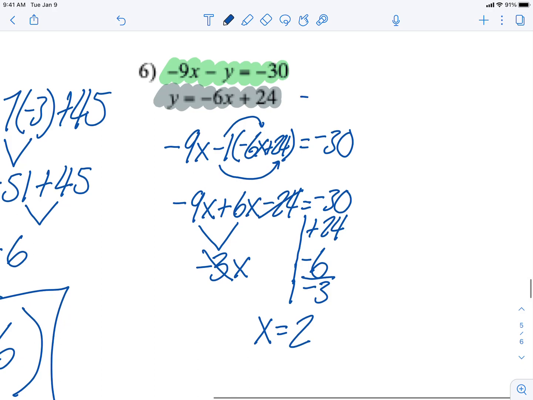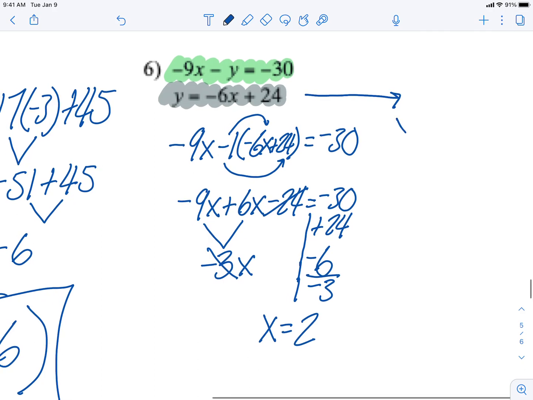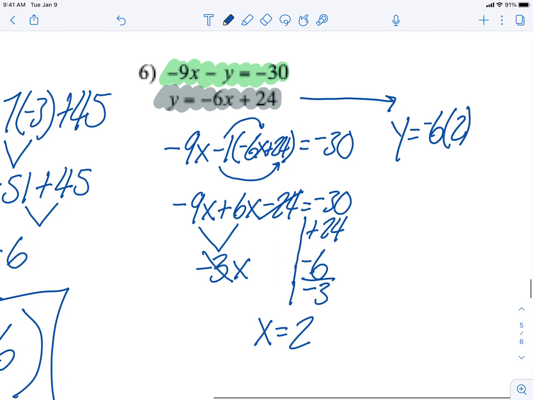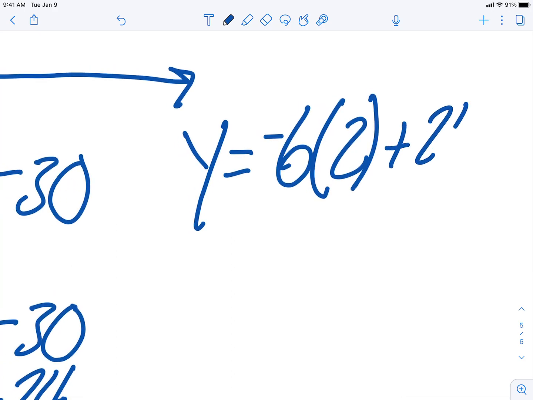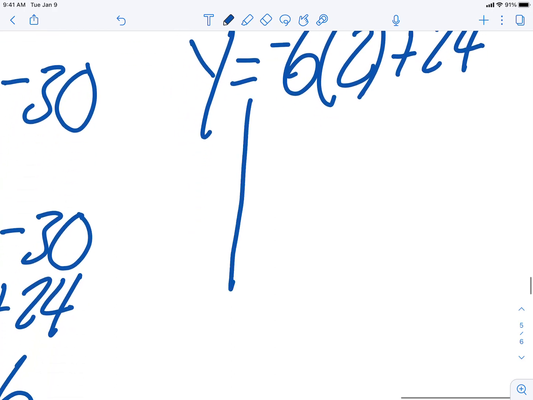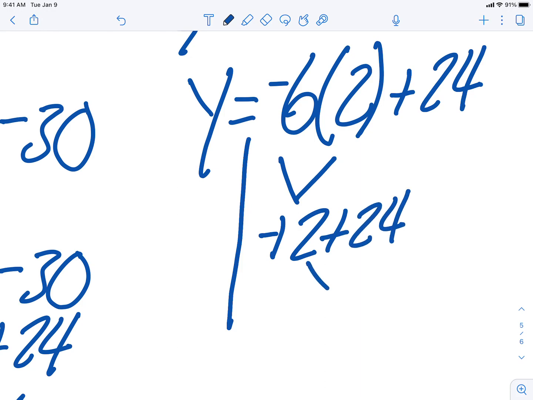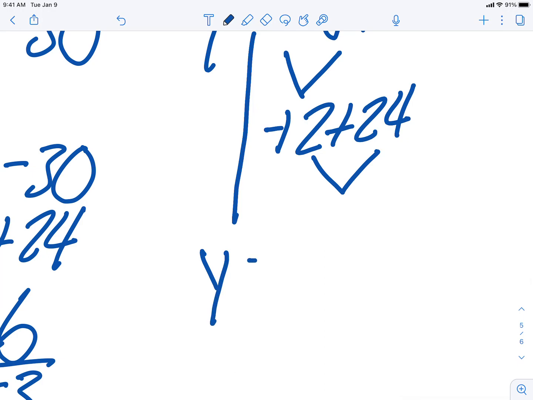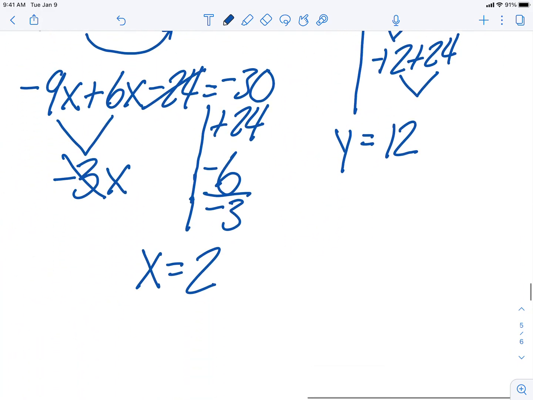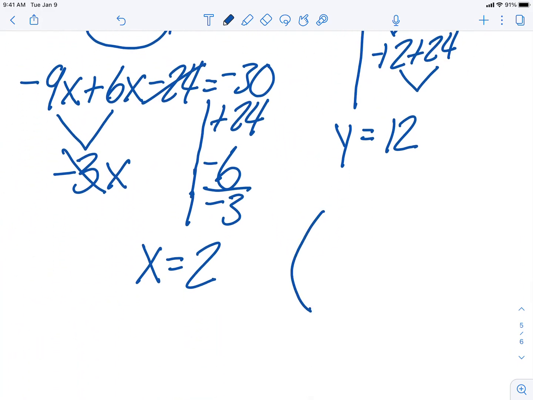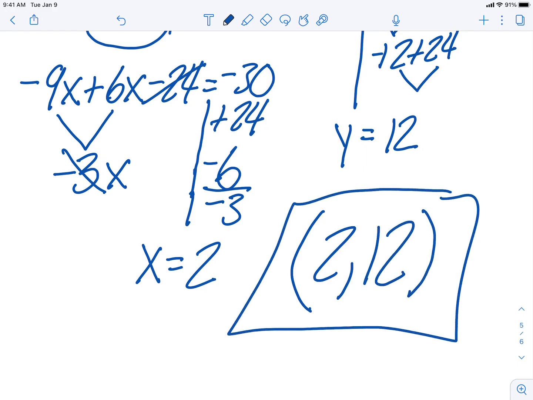Well, my gray is already y equals, so I might as well say y is equal to negative 6 times 2, plus 24. So y is already solved, so let's see, negative 6 times 2 is negative 12, plus 24. Negative 12 plus 24, kiddos, y is equal to, different signs, 24 minus 12 is 12, and it's a positive. 24 is bigger, so my solution is 2, comma, 12. Look at that.